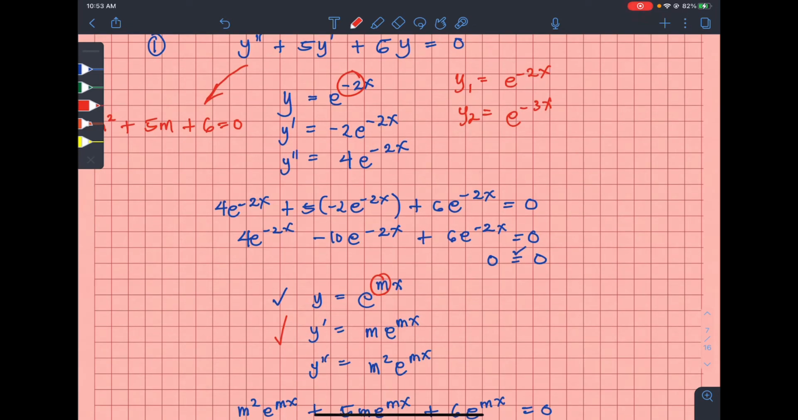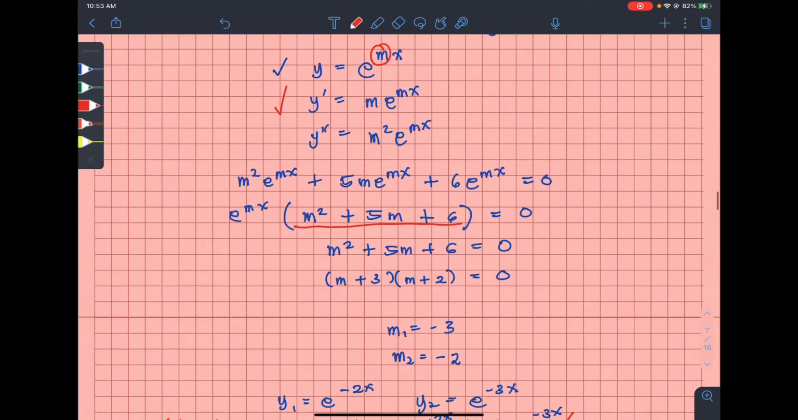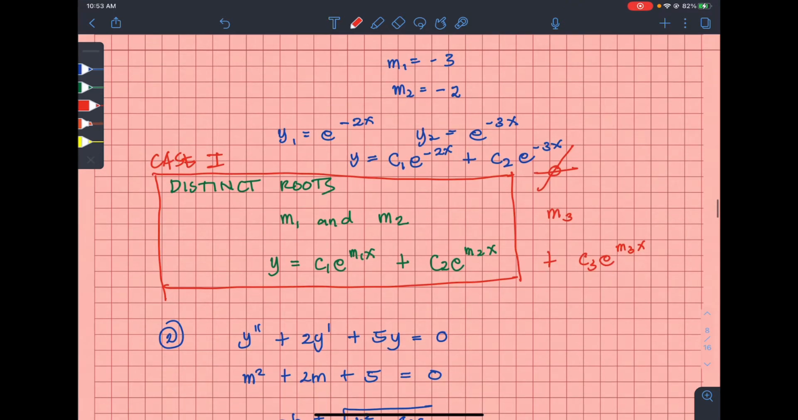So once the roots are distinct, we can use this given formula. That is y is equal to c1 e raised to m sub 1 x plus c2 e raised to m sub 2 of x, wherein m sub 1 and m sub 2 are the distinct roots of the given equation. So that is our first case.